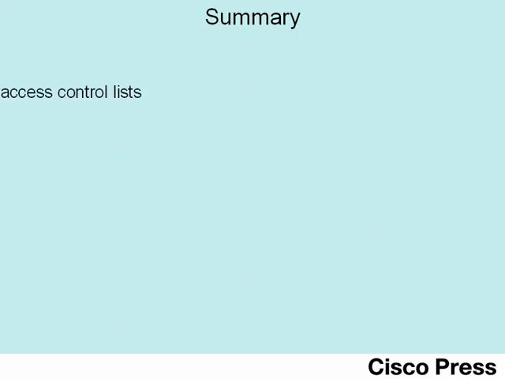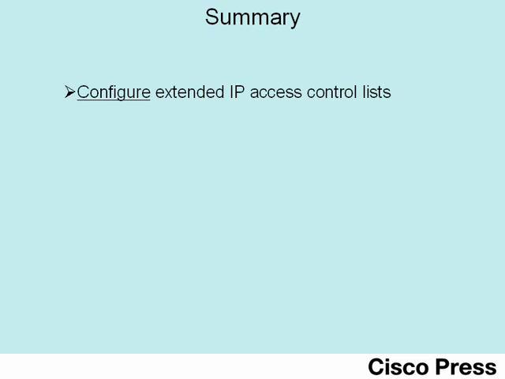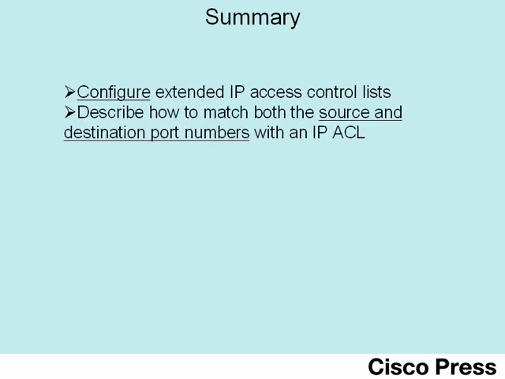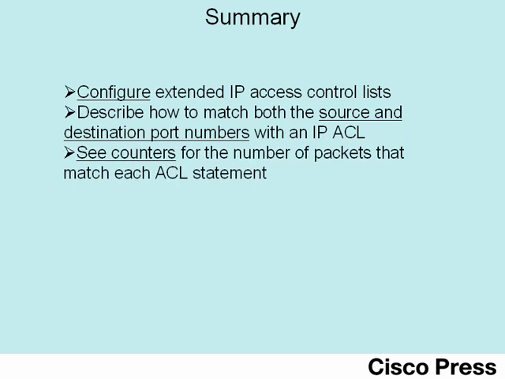In this lab, you've seen how to configure extended IP access control lists. In particular, you've seen how to match both the source and destination port numbers with an IP access list statement. You've also seen how to use the show access-list command to see the counters that show the number of packets that have matched each statement in an access list.